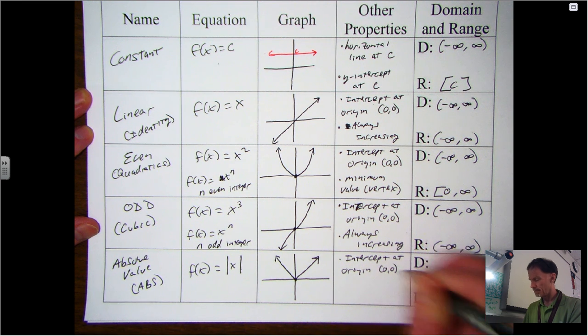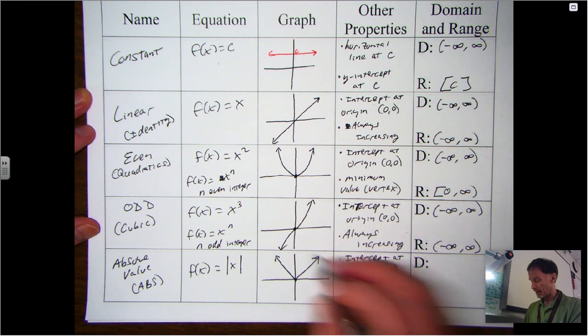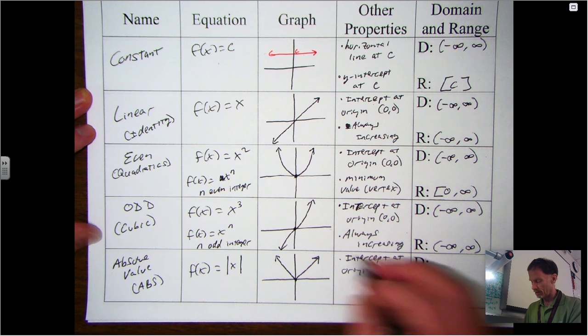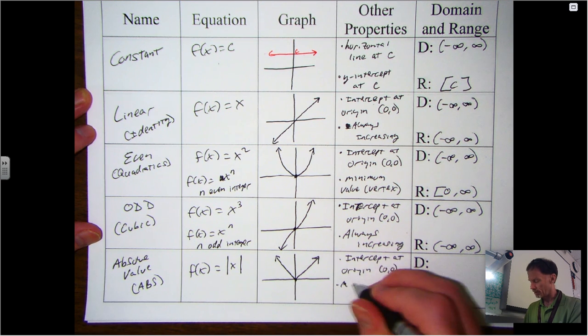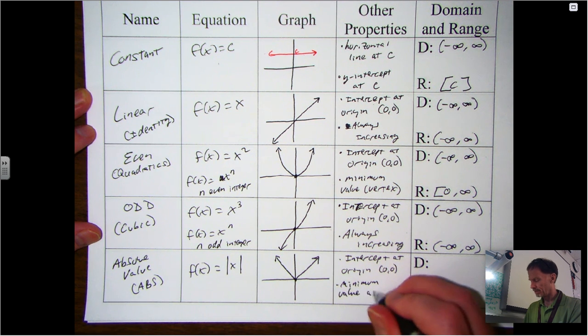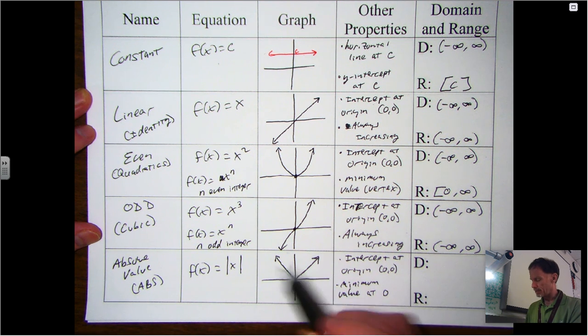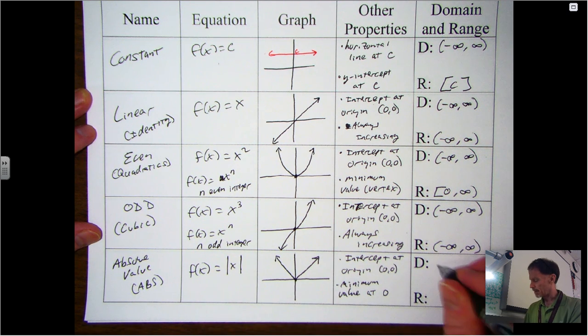And it's got another minimum value here. It's got another vertex, so the minimum value is at 0, 0. This also has symmetry. If you look at the y-axis, it kind of chops it in half, the same kind of deal.